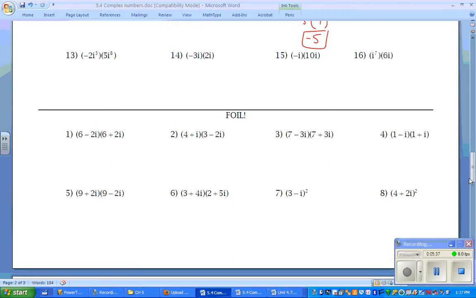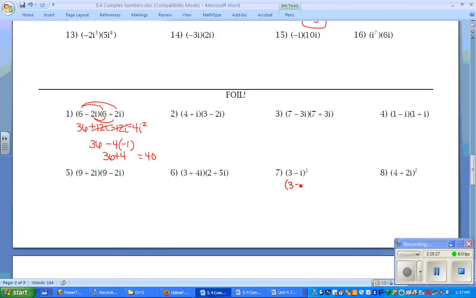And the very last thing that we learned was FOILing. 6 times 6 gives us 36. 6 times 2i gives us 12i. Negative 12i and negative 4i squared. Positive 12i and negative 12i will simplify. The i squared turns into negative 1. 36 plus 4 would give us 40.